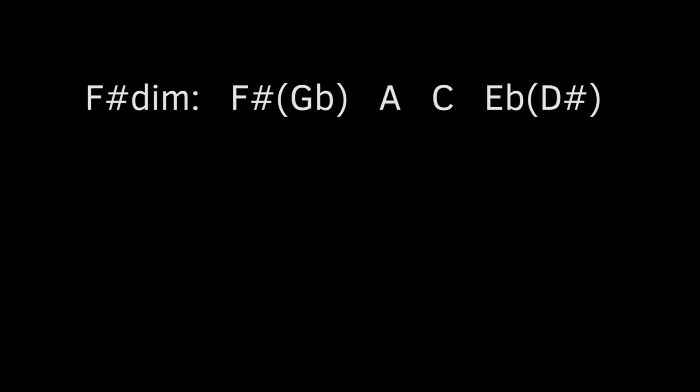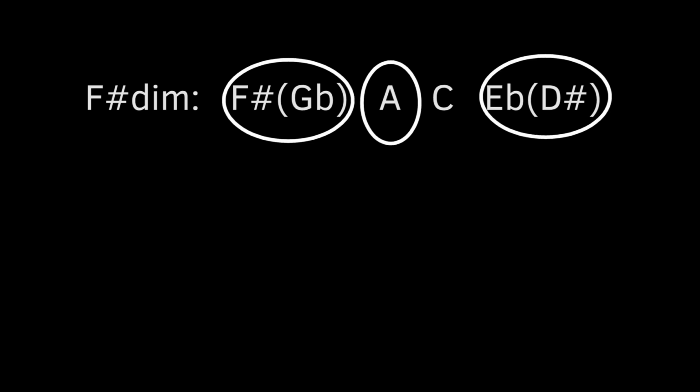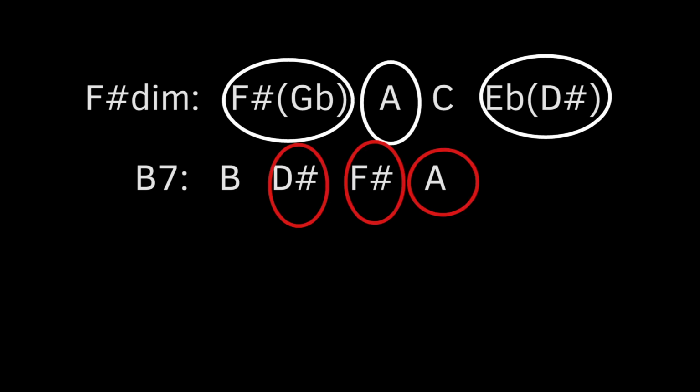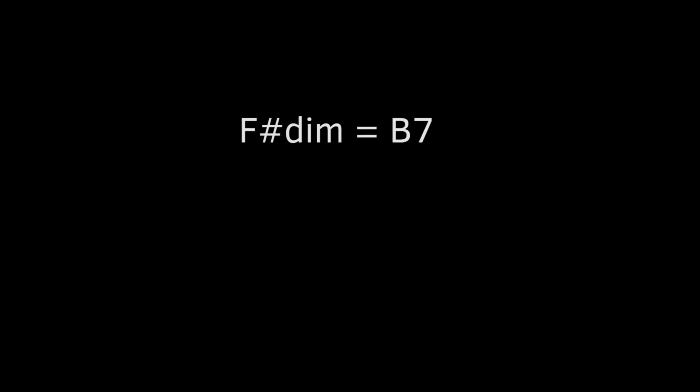Check this out. What seventh chord has an E flat, or D sharp, F sharp, and an A? That's right, a B7. What's a C in B7? It's a flat 9. With our previous logic, F sharp diminished equals B7.